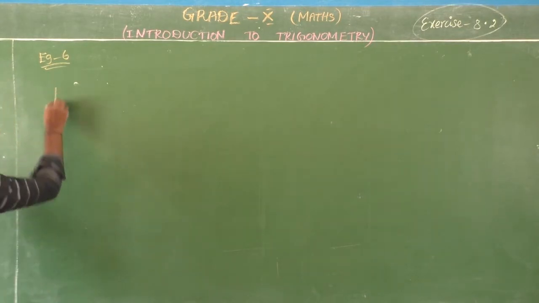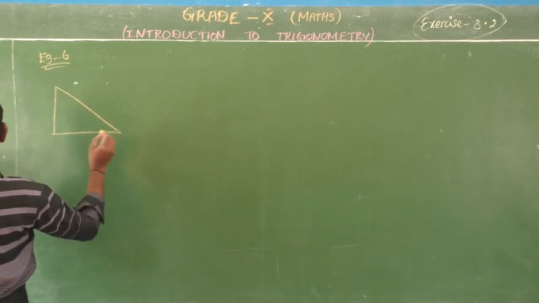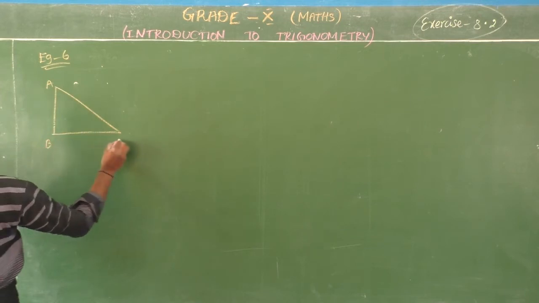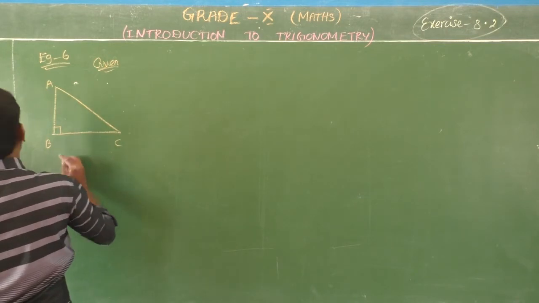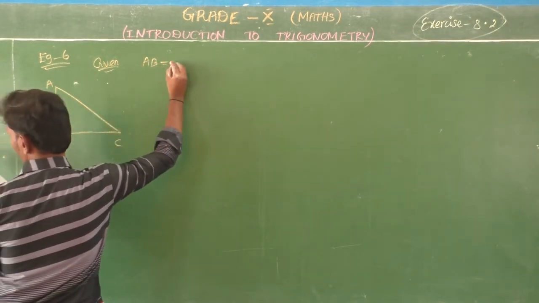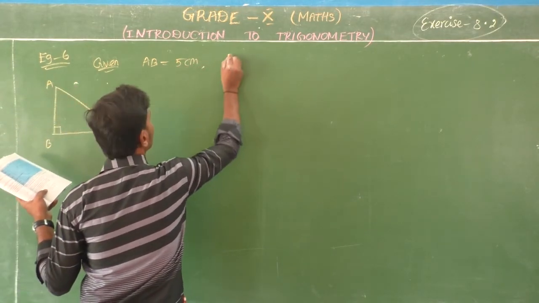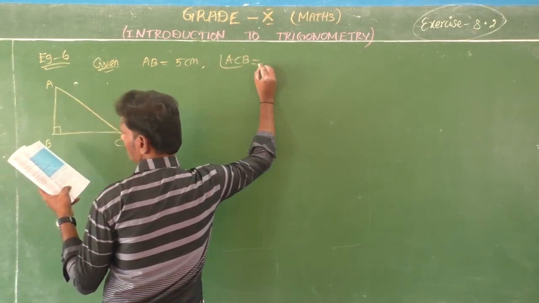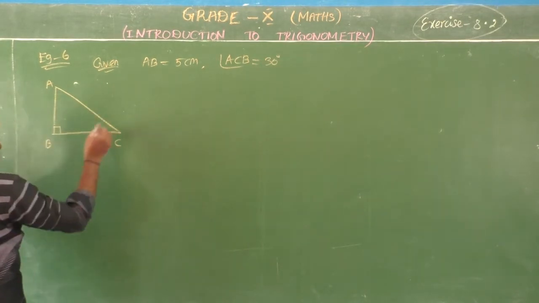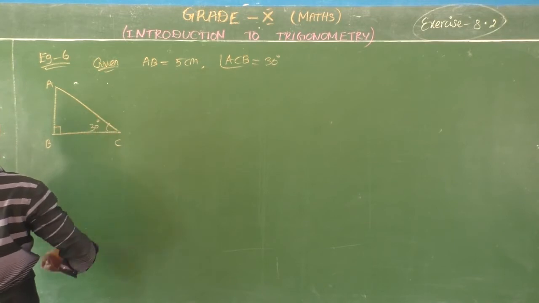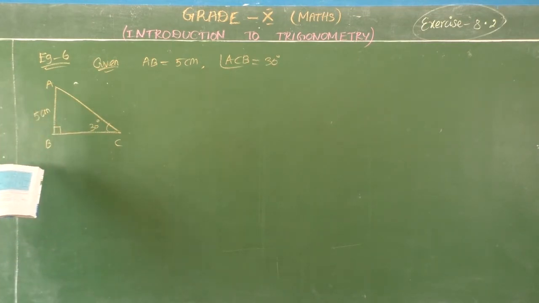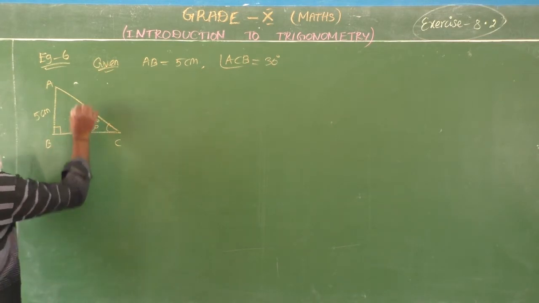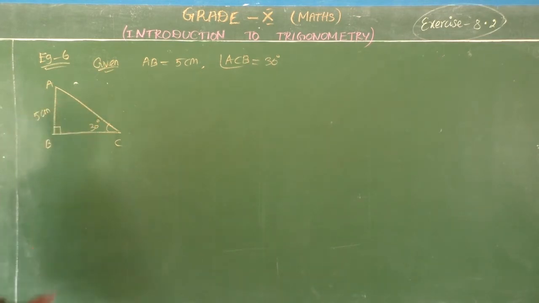In a triangle ABC, you have the measurements. What is given? Tell me. In triangle ABC, right angle at B and AB is equal to 5 centimeters. Then angle ACB is equal to 30 degree. Okay, angle ACB means the angle at C, that is 30 degree, and AB is 5 centimeter. Now we are going to find the length of AC and BC. These two values you are going to find.